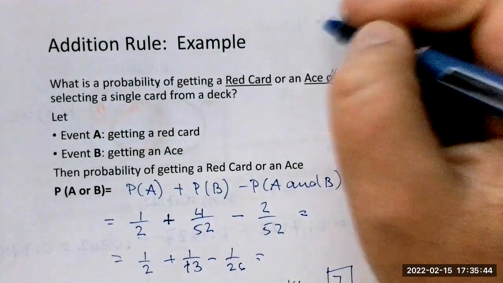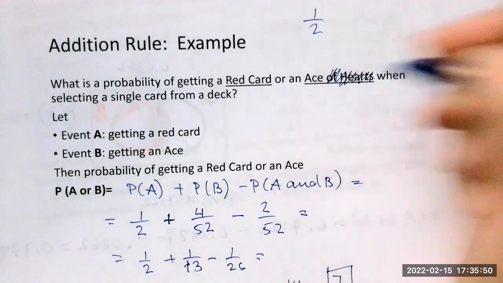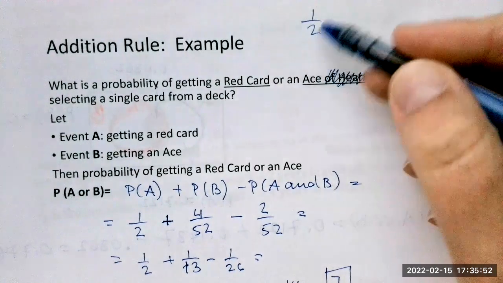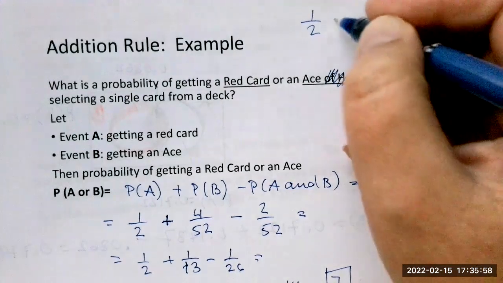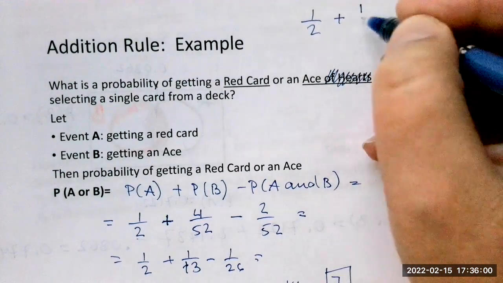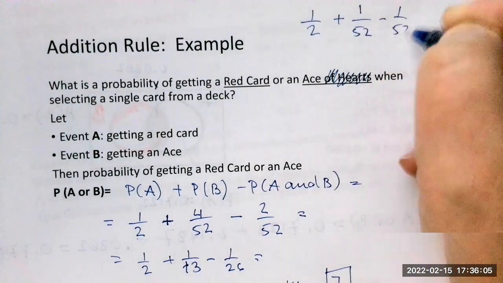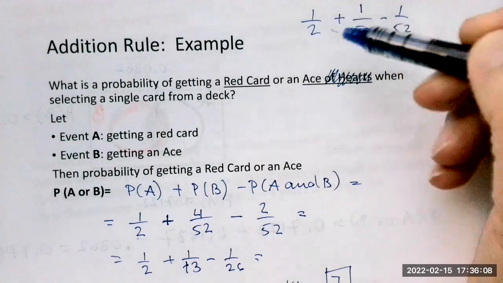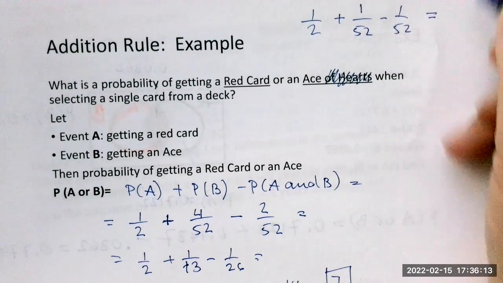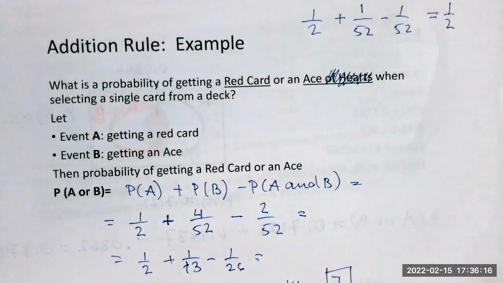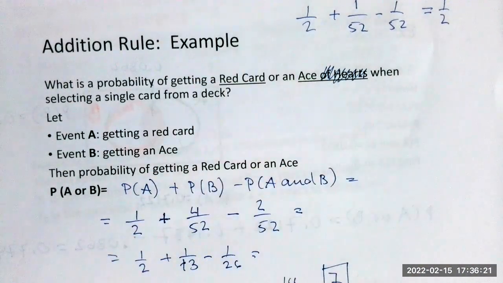Probability of getting a red card is 1/2, and an ace of hearts is one of these cards. So we're going to add an ace of hearts, which is 1 out of 52, and we're going to subtract it out because it's the intersection of a red card and an ace of hearts, and we're still going to get 1/2. All right, so I think it was actually a typo right here.